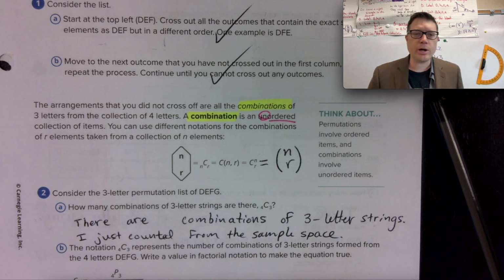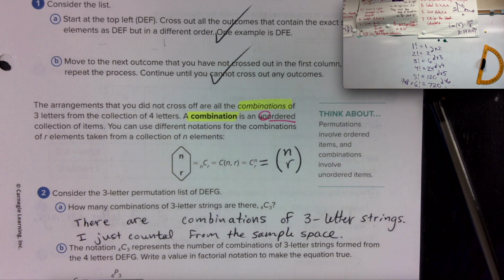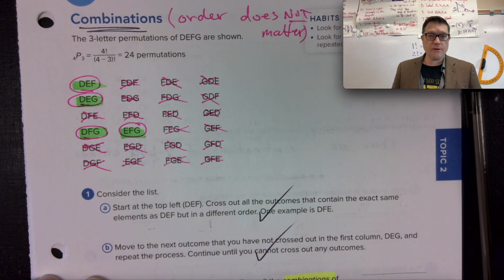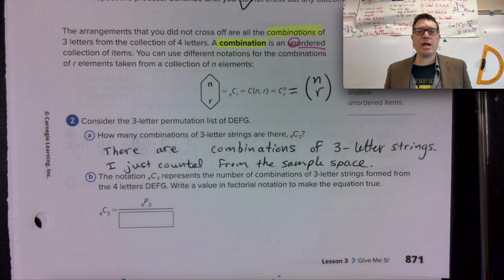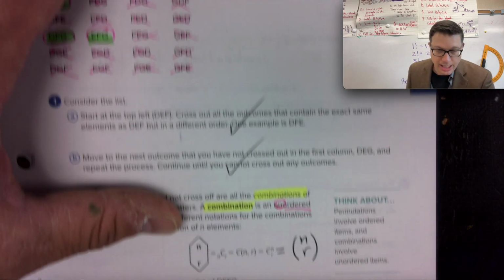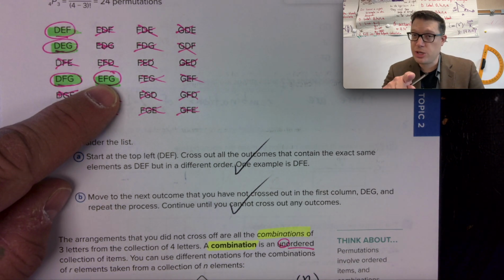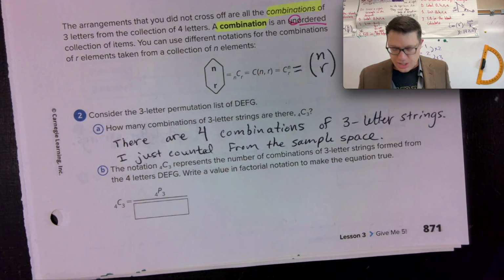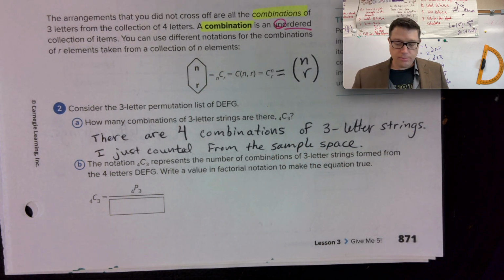Let's consider the 3-letter permutation list of DEFG. And I think I need to find that page. Oh, of course. It's this one up here. So this is the permutation list of DEFG. How many combinations of 3-letter strings are there? Literally, it's all that I highlighted. Combination, combination, combination, combination. And they're different from each other. Otherwise, I would have crossed them out. There are 4. I just counted. That's how I got there. I crossed out things that matched, but I'm just counting.